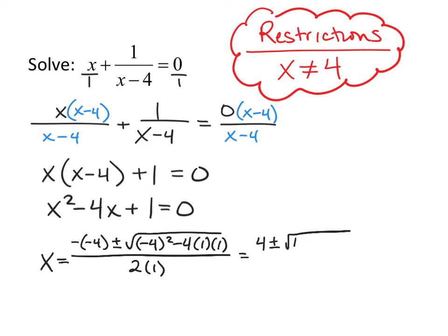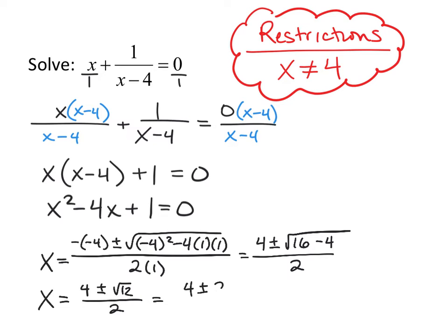Negative 4 squared is 16. 4 times 1 times 1 is 4. All over 2. This is going to be 4 plus or minus the square root of 12 over 2. And if you keep going, you would remember that 12 actually factors out to 2 square root of 3 over 2. And if you're like, what, Miss Quigley?